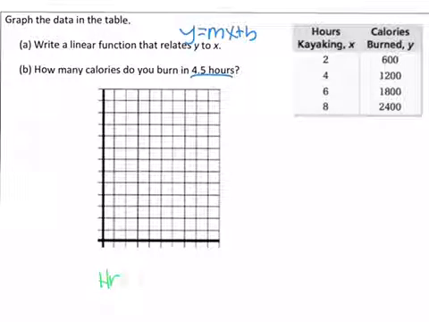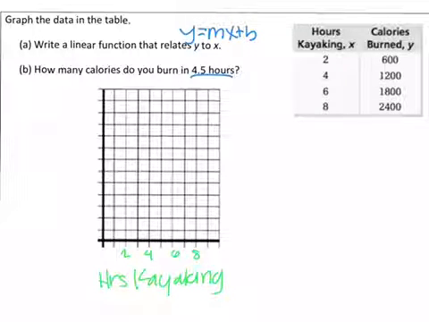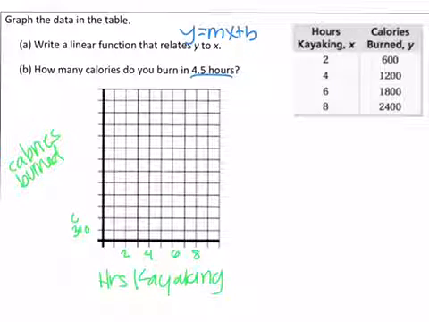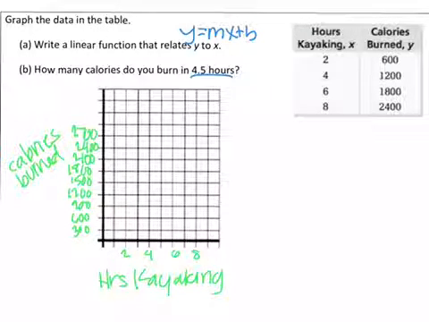So we have hours kayaking as our x values, and it looks like we're going to go to 8, so I'm going to just write that in: 2, 4, 6, 8. And then we have calories burned on our y-axis, and it's going up by 600s, so we're going to have a 300 limit. So it's 300, 600, 900, 1200, 1500, 1800, 2100, 2400, and 2700. And that's where I'm going to stop right here.